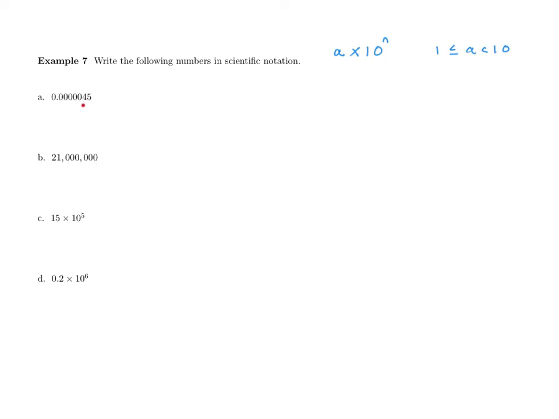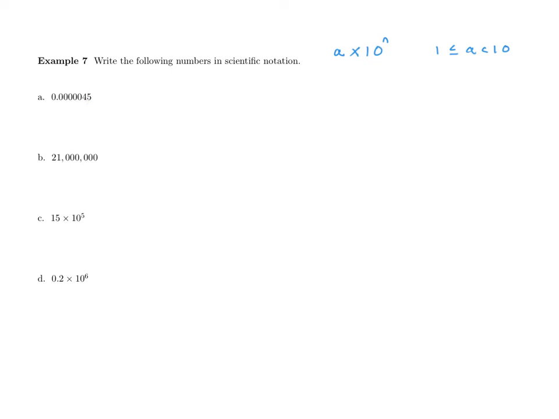So starting with this one here, we can think about this by actually moving the decimal point. And we want to move the decimal point so we end up with a number that's between 1 and 10. For this reason, we don't want to move the decimal point all the way to the end, because the number will be 45, and 45 is greater than 10. Also, you don't want to put the decimal point right before this 4, because that number is less than 1. So we're moving this thing until we get to the spot between 4 and 5.